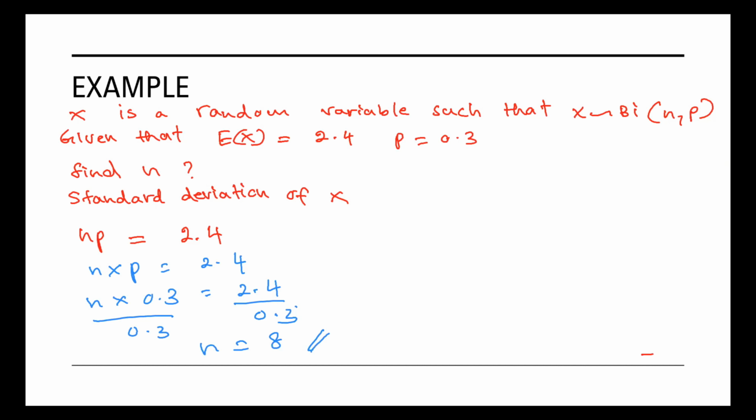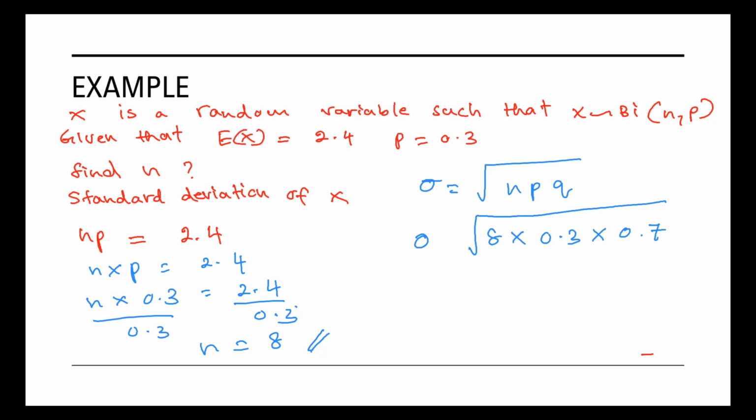And how to find the standard deviation? It's the root of npq, which means 8 into 0.3, into q, which means 1 minus p, so 0.7, and the root. So when you get the answer for this, you will get root of 1.68. So the answer will be 1.296.